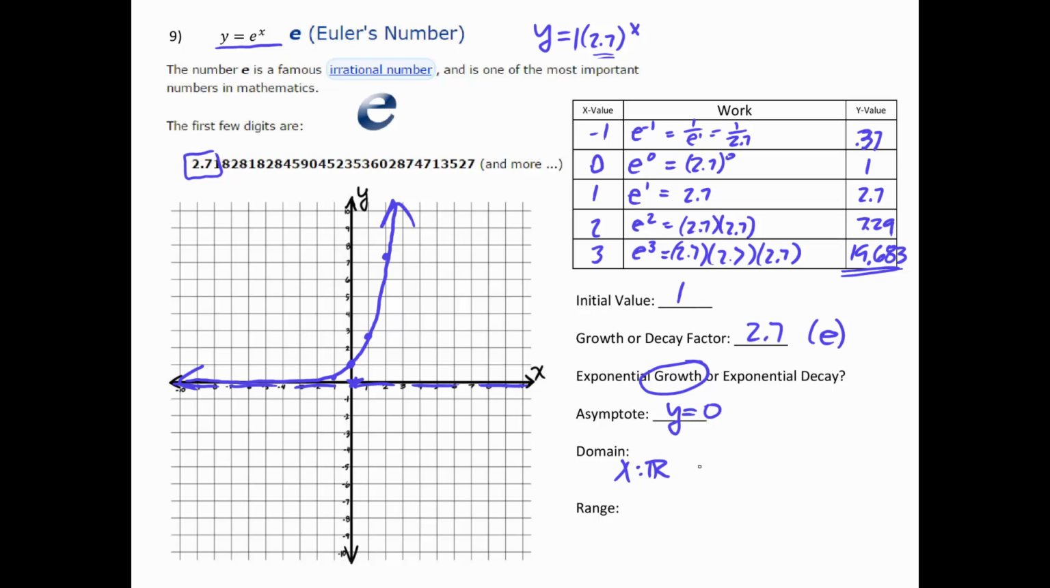The domain, all real values from -infinity to +infinity. And then the range, or the y values, I'm limited. I can't go past the asymptote. So that says from 0 all the way up to infinity, or you can use an inequality, one of the alligator symbols, y is greater than 0.